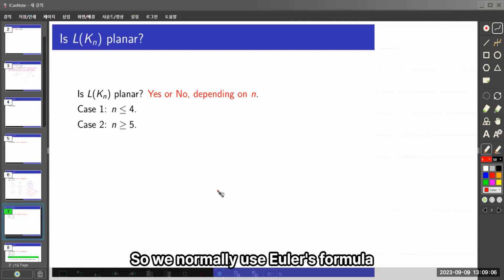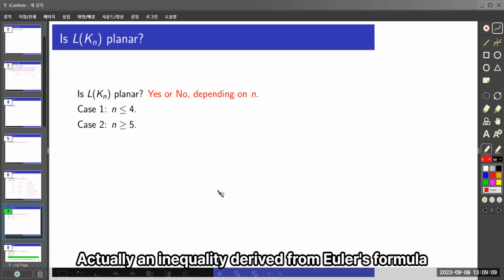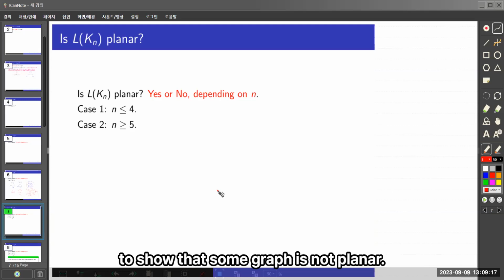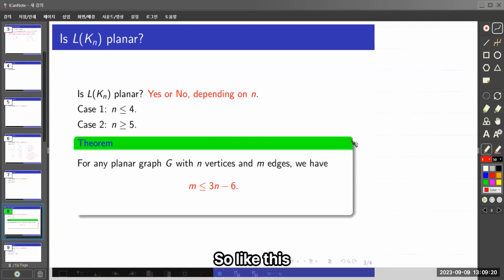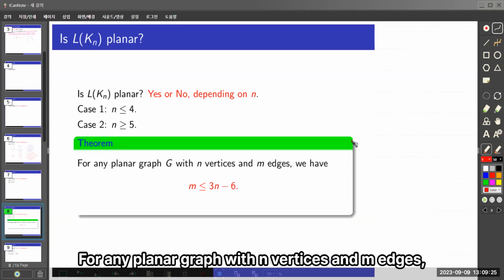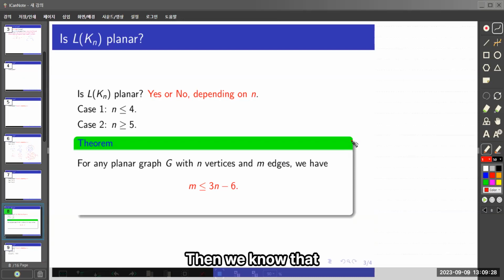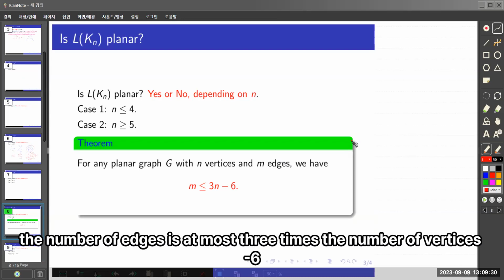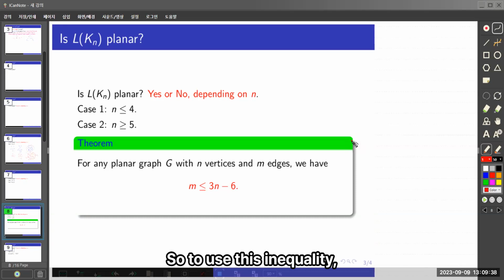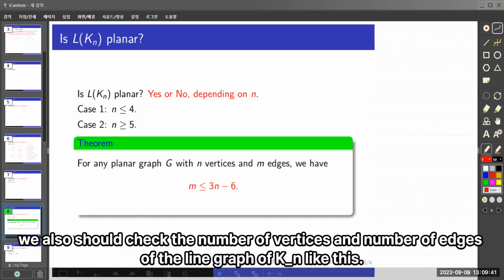So we normally use Euler's formula. Actually, the inequality is derived from Euler's formula to show that some graph is not planar. So like this: for any planar graph with n vertices and m edges, we know that the number of edges is at most 3 times the number of vertices minus 6. To use this inequality, we should also check the number of vertices and the number of edges of the line graph of K sub n, like this.